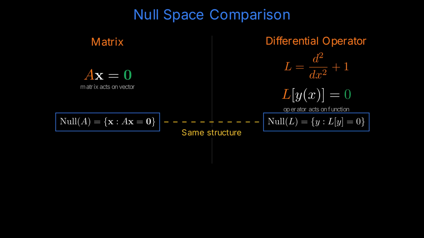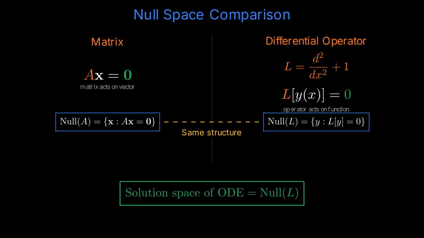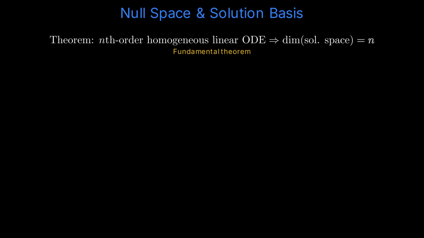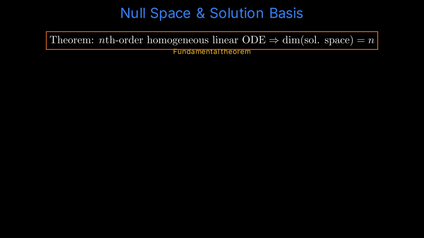A dashed line connects both panels because they share the same structure. The solution space of our ODE is the null space of L. The same concept as the null space of a matrix, but now applied to functions instead of vectors. The solutions to our equation form a null space. Here's the key theorem. For an nth order homogeneous linear ODE, the solution space has dimension n.